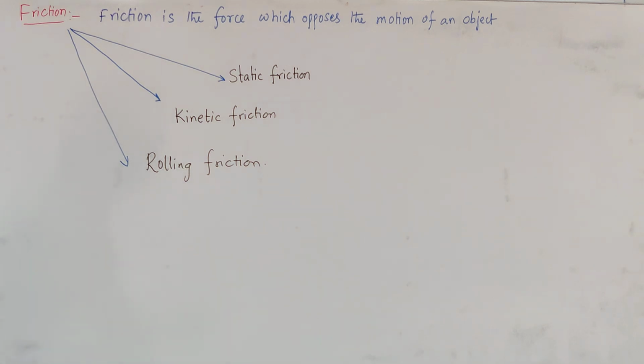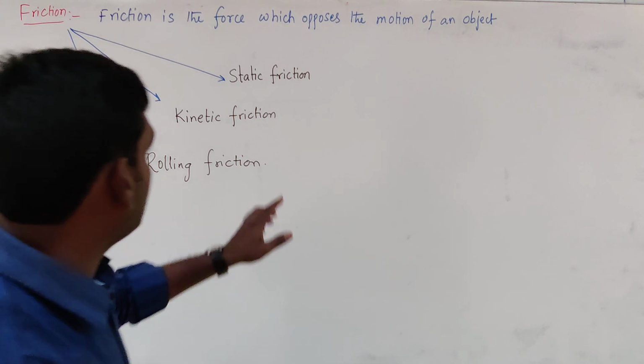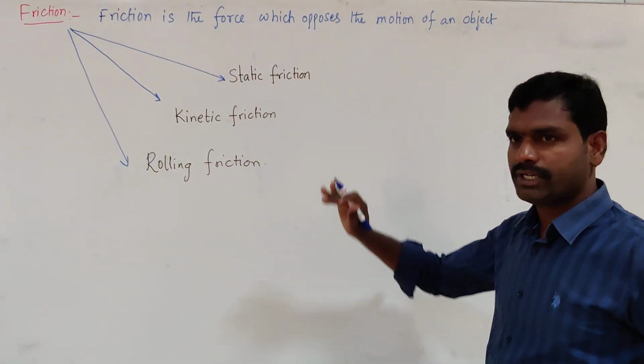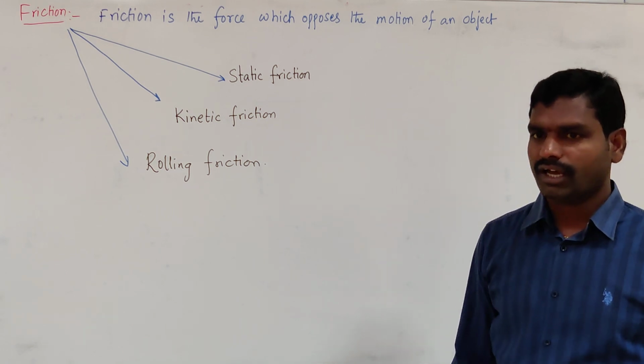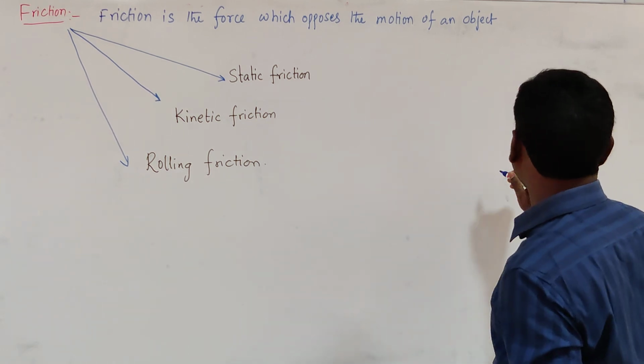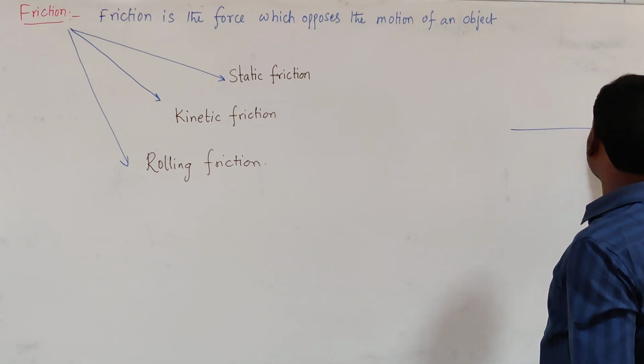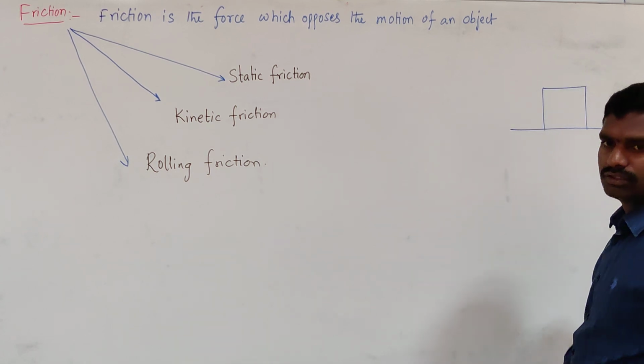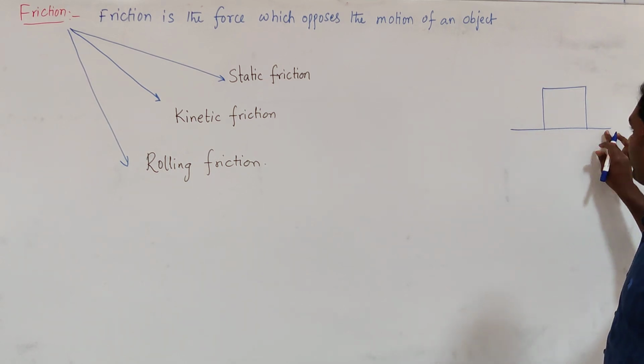Rolling friction. Okay, here we will discuss one by one. Static friction comes into the picture when the object is at rest, when the object is in a stationary or static mode. I am taking a box full of books which is kept on the table surface.